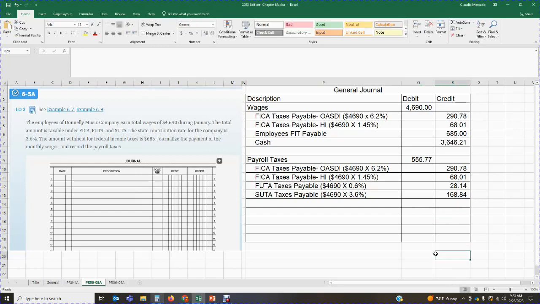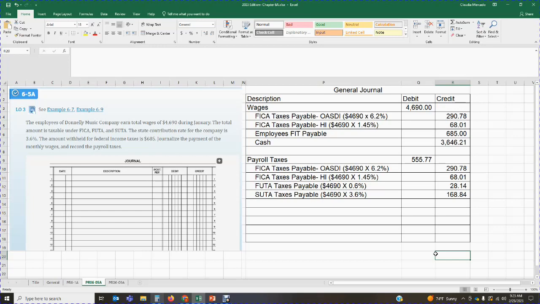So what does that mean? That means that me, as the employer, I am the owner of Donnelly Music Company, I have to pay $555.77 in payroll taxes to have my employees work for me. So this is an added cost. On top of the wages that I pay my employees, I also have to pay payroll taxes. Those are things that we need to consider when we're hiring employees. Yes, I'm going to pay them X dollar amount, but how much am I going to pay in payroll taxes for that employee?